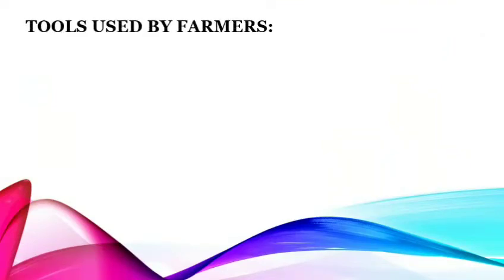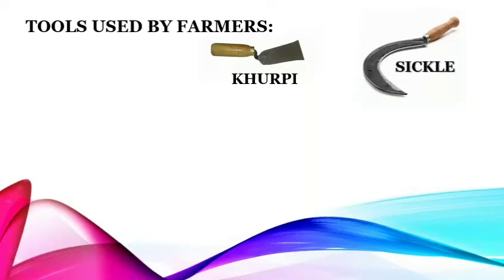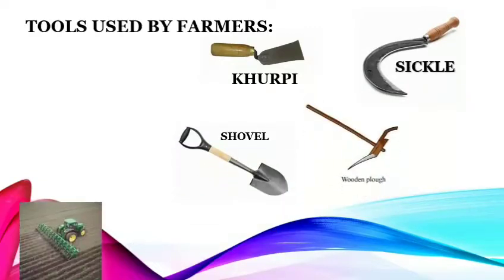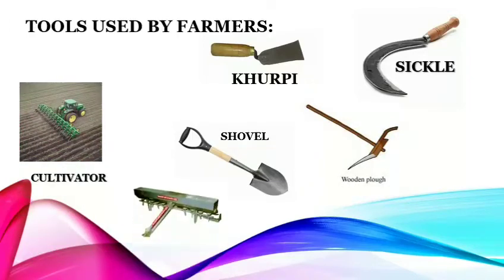Tools used by the farmers are called agricultural implements. Different tools are used by farmers to carry out this process effectively. They are kurpi, sickle, shovel, wooden plow, cultivator, seed drill, hoe, etc. All these tools are the improvised form of what were used by our ancestors.